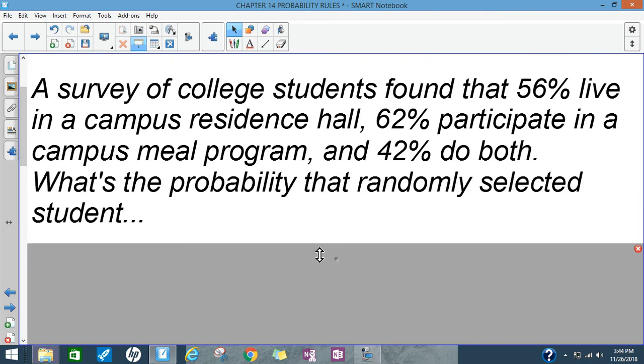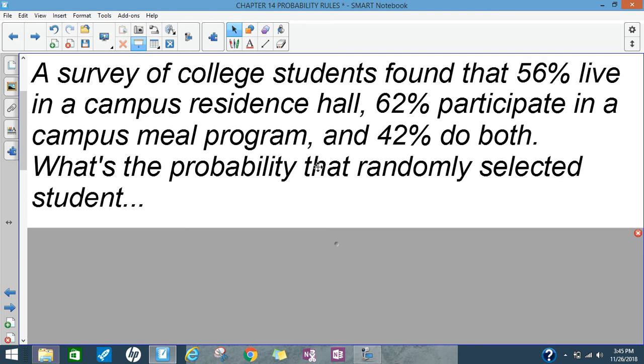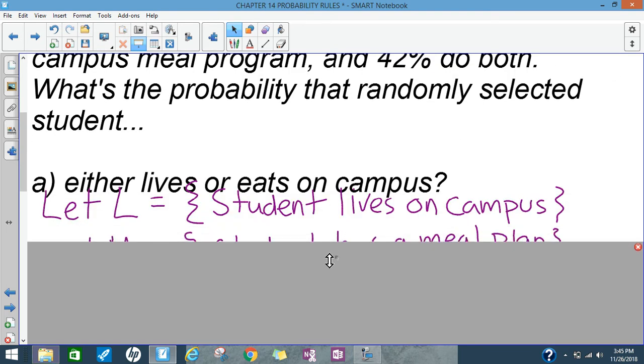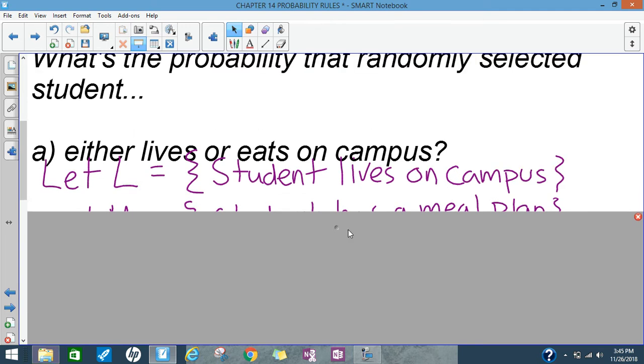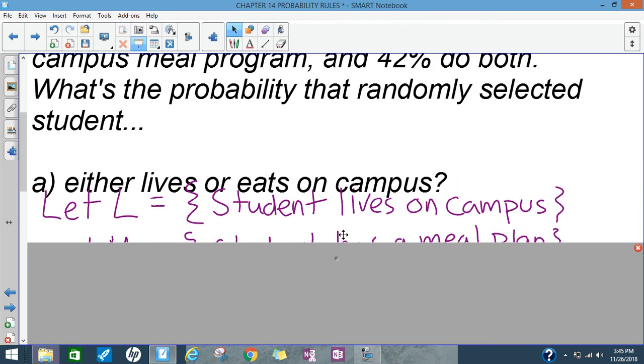So this is straight from the book. Take a second, pause, and read this. So we have some students here that live in a campus residence hall, and some participate in a meal program, and some of those students both live on campus and participate in the meal program. You'll find out soon enough that you don't always live on campus and you don't always participate in a meal program. And so what I want to do is answer the question, what's the probability that a randomly selected student either lives or eats on campus?